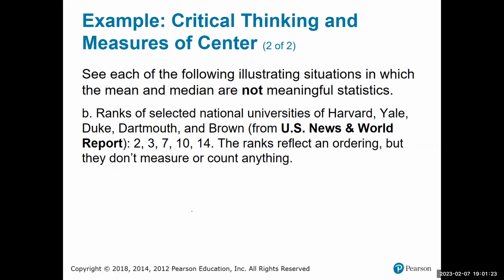All right. So ranks of national universities: Harvard, Yale, Duke, Dartmouth, and Brown, right? They have orderings 2, 3, 7, 10, and 14. So you could take the average of that and get the average ranking. But again, no measures or counts here, so it doesn't make sense to talk about really the mean or the median.